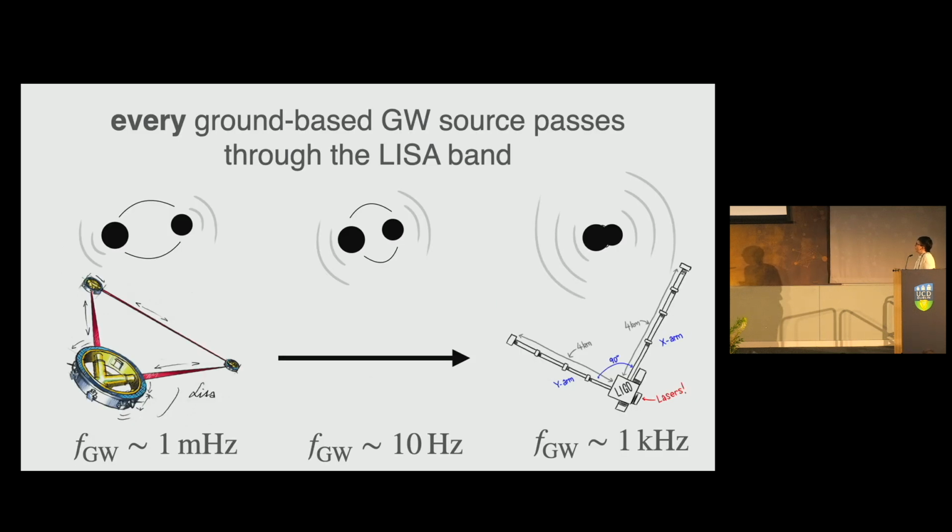The thing that I want to point out here is that every ground-based gravitational wave source either forms or passes through the LISA band. And as it does so, if this starts out in LISA as an eccentric source, by the time it makes it to LIGO or Virgo, there's not any eccentricity to see. And so that's sad for them, but will be amazing for us in LISA.